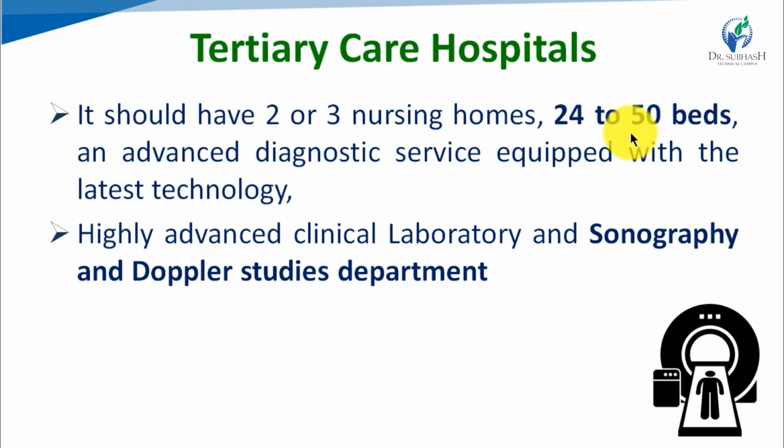Then it should have two or three nursing homes. They should have a facility of between 24 to 50 beds, advanced diagnostic service equipped with the latest technology, and also a highly advanced clinical laboratory and sonography and Doppler studies department. So the tertiary care hospital should have the diagnostic service, which is very important. Here a new word comes, that is the Doppler studies department.